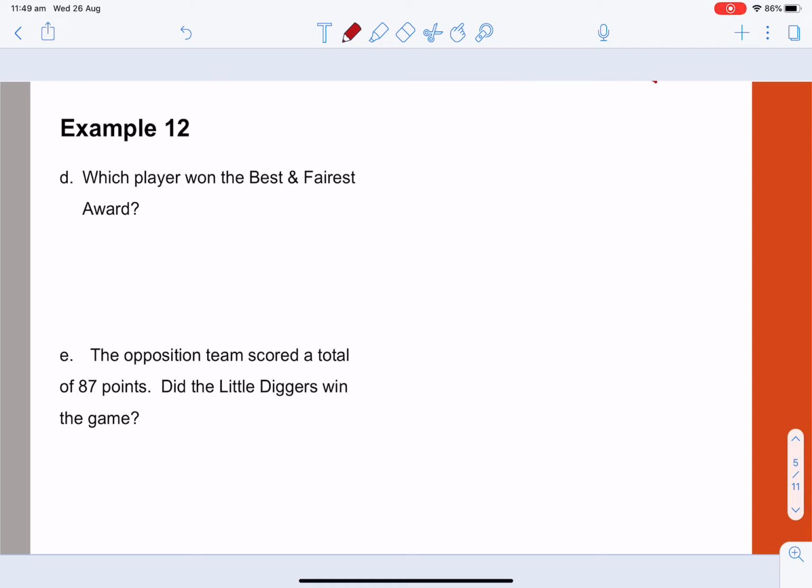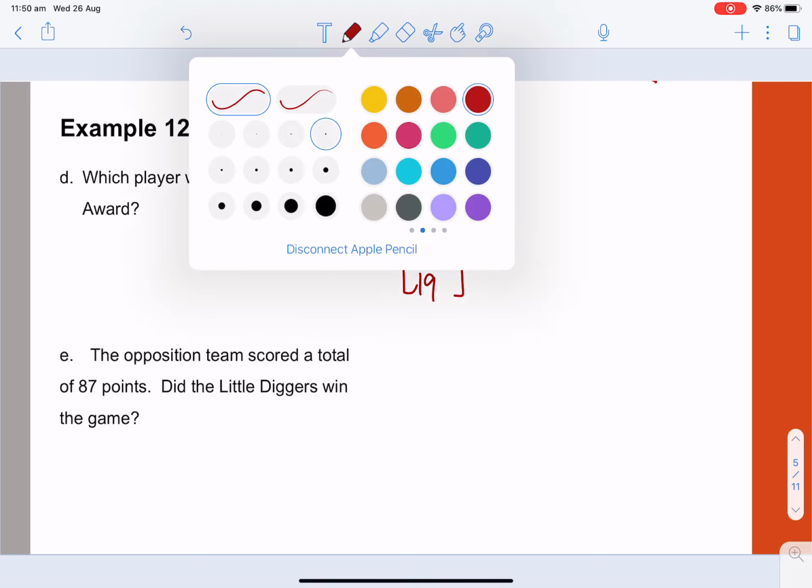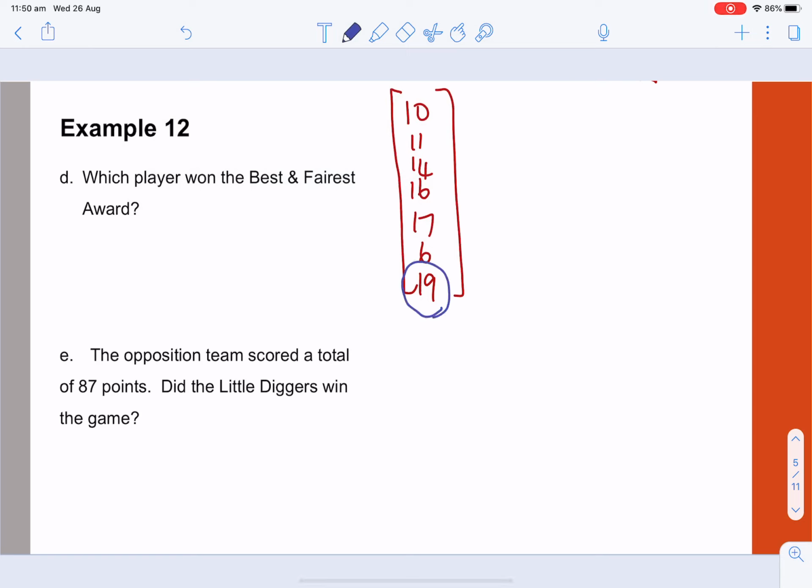There we go. Part D asks, which player won the best and fairest award? So looking at that table again, 10, 11, 14, 16, 17, 6 and 19. I look for the largest point scorer, which is the last one there. And if I went back to my table, I would see Sophie.